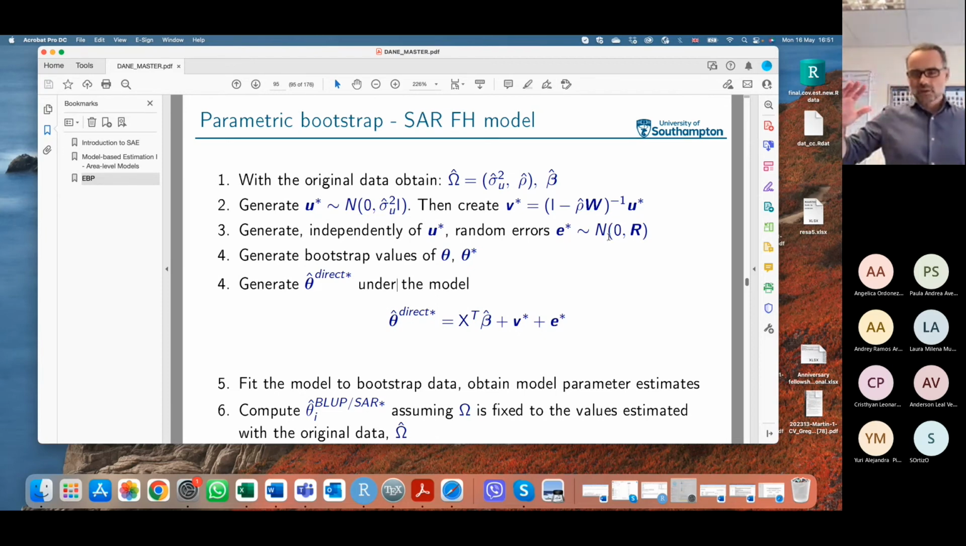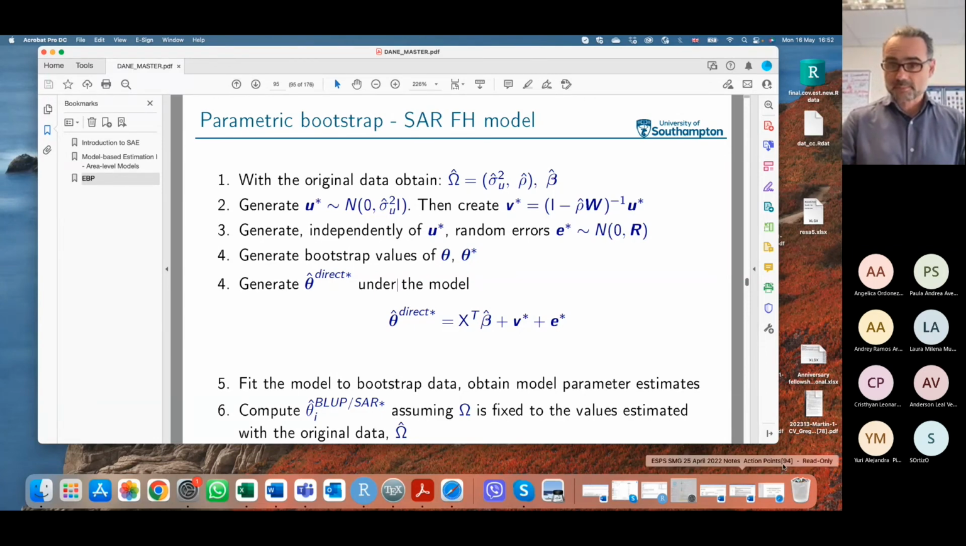And now you have all the data: a new bootstrap data set that has been generated under the SAR model, the simultaneous autoregressive model. So we assume that this model holds, and that's an assumption, but we are prepared to make this assumption. And once we make it, we generate the bootstrap data, and then we are going to estimate the SAR model using the bootstrap data.